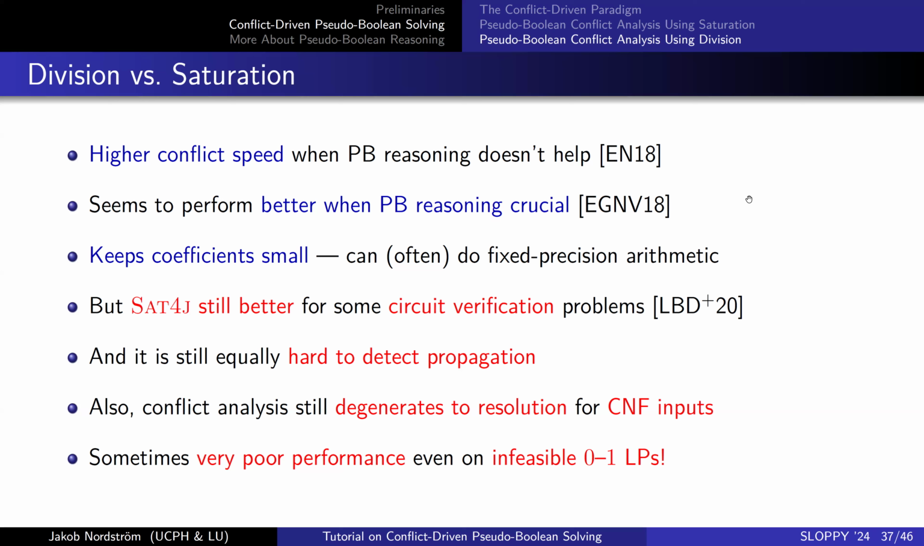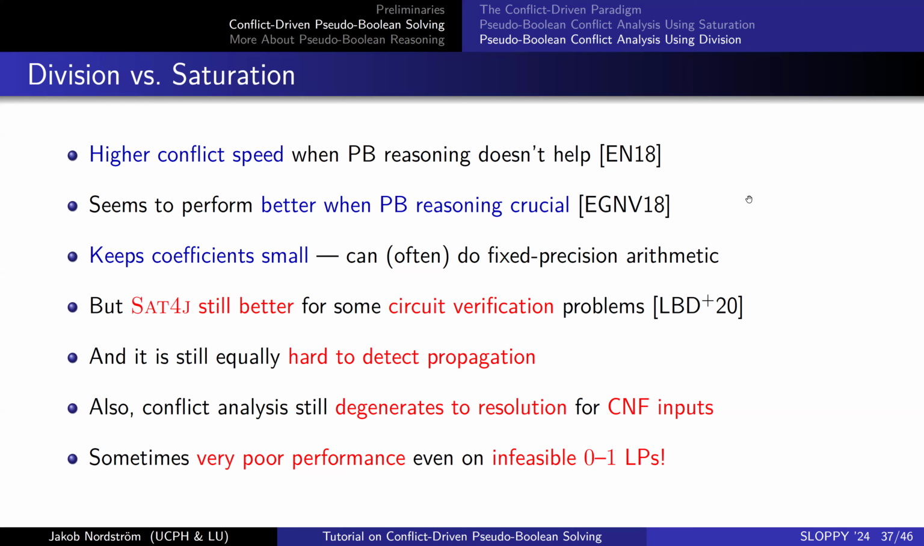However, some problems that we really care about, such as arithmetic circuit verification problems, very embarrassingly, the saturation-based method in SAT4J is much better than the division-based method in rounding SAT. We still don't fully understand why.